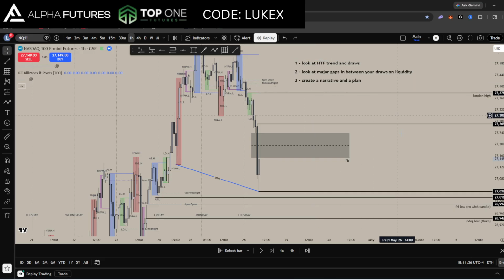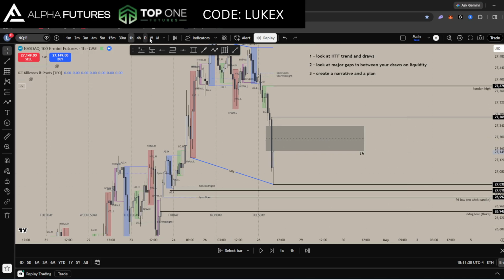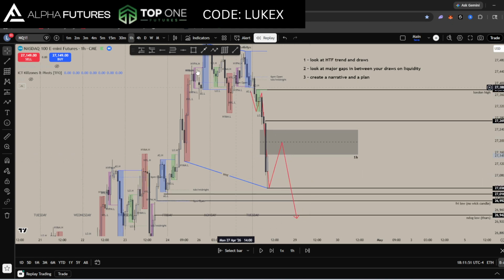Now you're just looking to create narrative and a plan. So again, we were in bearish order flow, right? Lower low, lower high, lower low. If I expect the downtrend to continue, I want price to rebalance into this gap and then potentially look for shorts. And if we break that structure to the upside, we start breaking above this gap, then I'm looking for longs. So that's where you create the narrative and the plan.